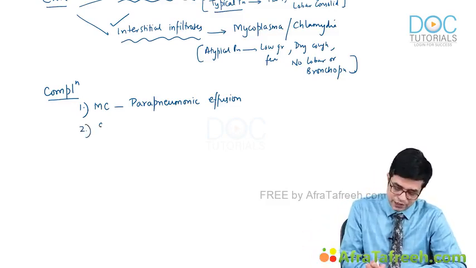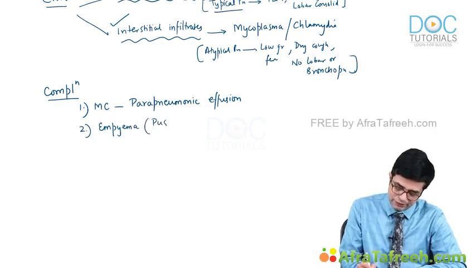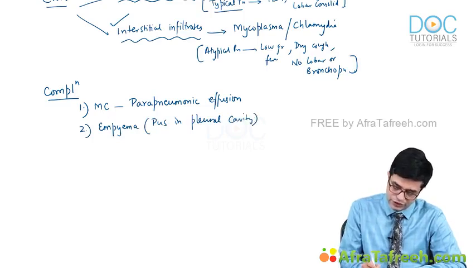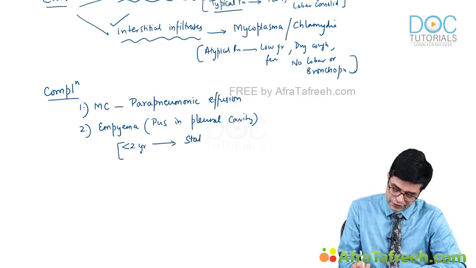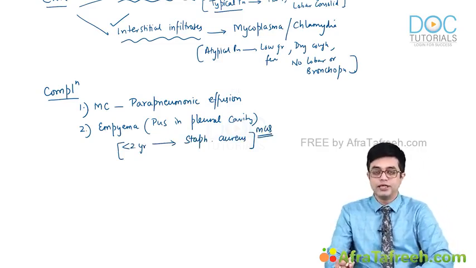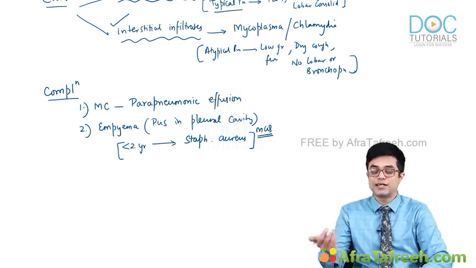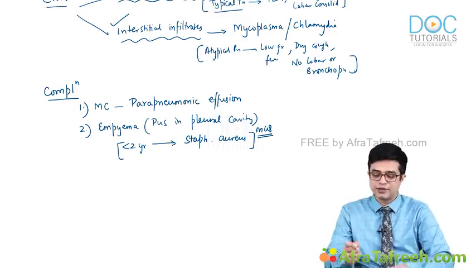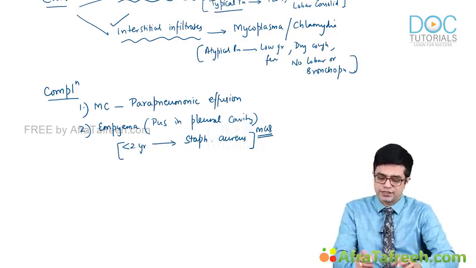Second is empyema. Empyema refers to pus in the pleural cavity. In young children below 2 years of age, empyema is mostly caused by Staph aureus. This is your MCQ point. Above 2 years, it is usually Streptococcus pneumoniae, but can be Streptococcus pyogenes, Staph aureus, and many times a mixed culture is obtained. So that is why only less than 2 years is the one which is asked in exams.